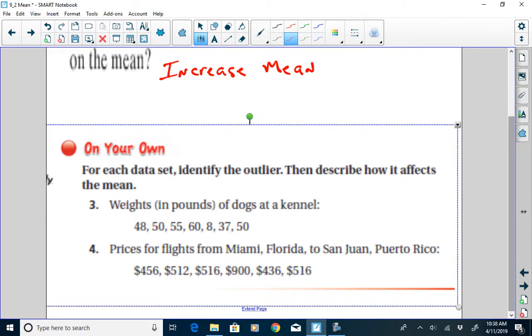So we take a look at a couple of other problems like that. For each data set, identify the outlier, then describe how it affects the mean. We look at the weight in pounds of dogs at a kennel. I see that we have dogs that weigh 48, 50, 55, 60, 8 pounds, 37, and 50. Obviously that 8 is going to be our outlier because it's significantly less than all of the other weights of dogs, and because it's less than the other weights, that outlier will decrease our mean.